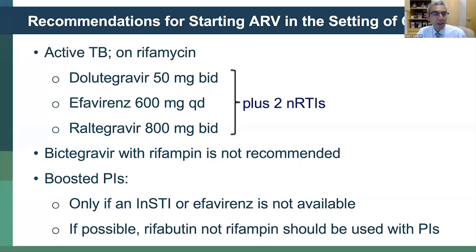A reminder that the newest integrase inhibitor, bictegravir, does not play well with rifampin and really shouldn't be used with rifampin. And then for the boosted PIs, in a person on a boosted PI, don't use that with TB unless you don't have access to an integrase inhibitor, efavirenz, or unless a person has drug resistance that precludes the use of an integrase inhibitor or efavirenz. And if possible, and you have a person on a PI, use rifabutin over rifampin, less drug interactions with rifabutin.